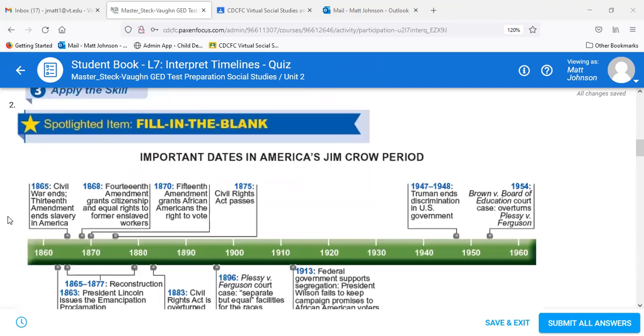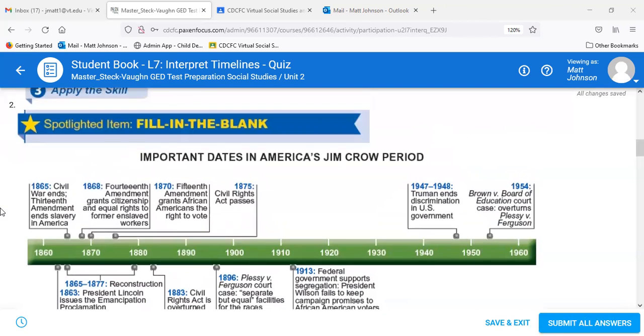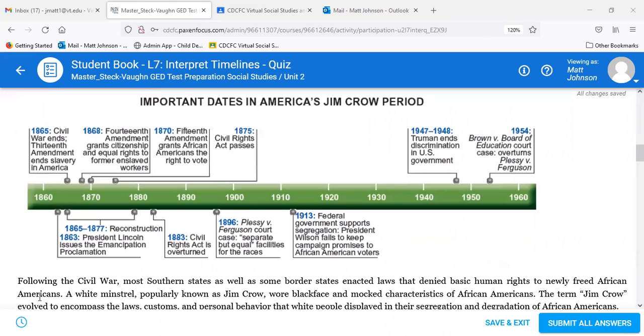Okay, and a new timeline, important dates in America's Jim Crow period. So Jim Crow is basically the era of segregation in the United States after the Civil War. And we have a timeline here of events. Basically, another trend, right? We see the Civil War ends and the 13th Amendment ends slavery in America. Also, you have to be careful because it'll bounce back and forth to make room for things. A lot of times a timeline will be double-sided like that.